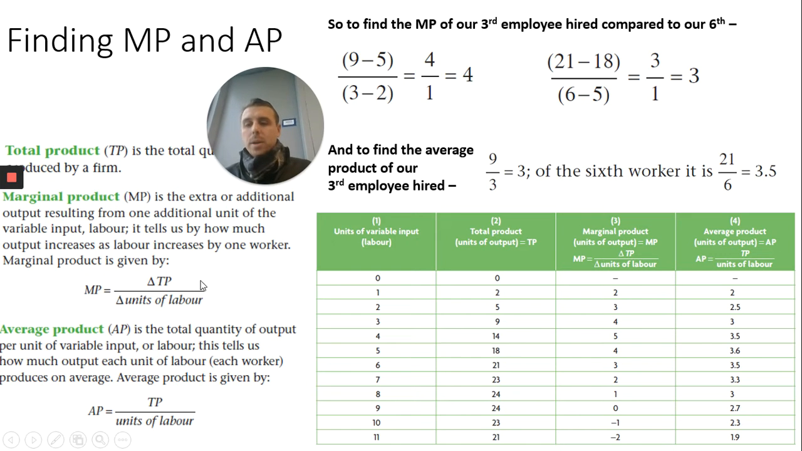Okay? Average product is the same thing. We're just looking at the total product divided by units of labor. So instead of change, we're considering how much each worker is giving us on average. So for my 3rd employee hired, we have 3 employees making 9 pies. On average, each employee is giving me 3. Whereas for 6, I have 6 employees and 21 pies. Each worker is giving us an average product of 3.5, which again, you'll notice is different than the marginal product.